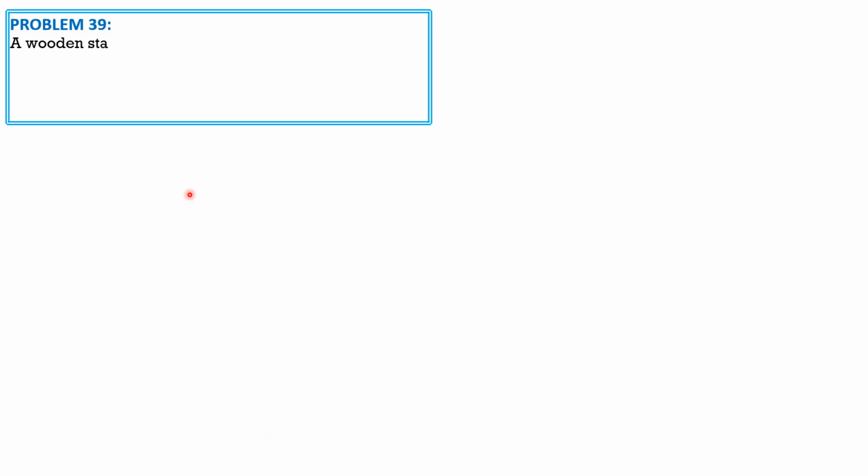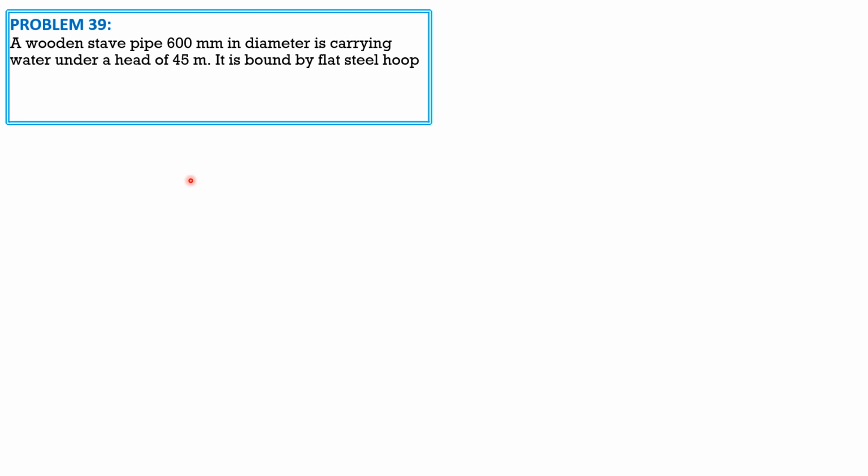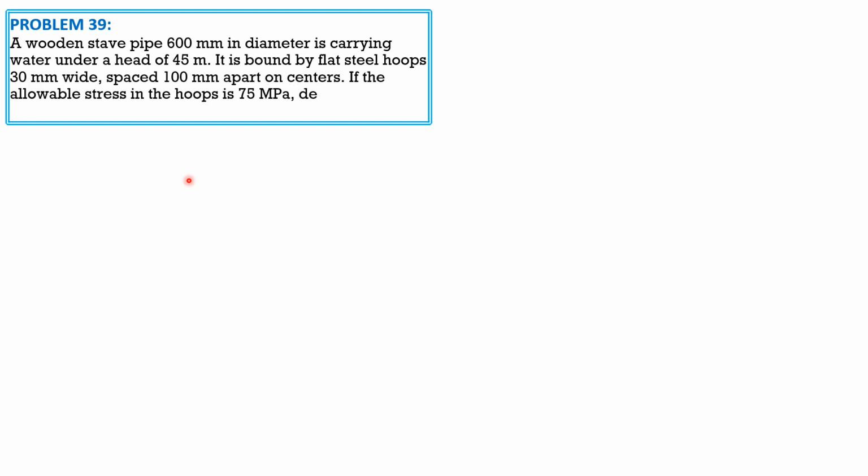Problem 39. A wood stave pipe 600 mm in diameter is carrying water under a head of 45 meters. It is bound by flat steel hoops 30 mm wide, spaced 100 mm apart on centers. If the allowable tensile stress in the hoops is 75 megapascals, determine the thickness of the flat hoops in mm.